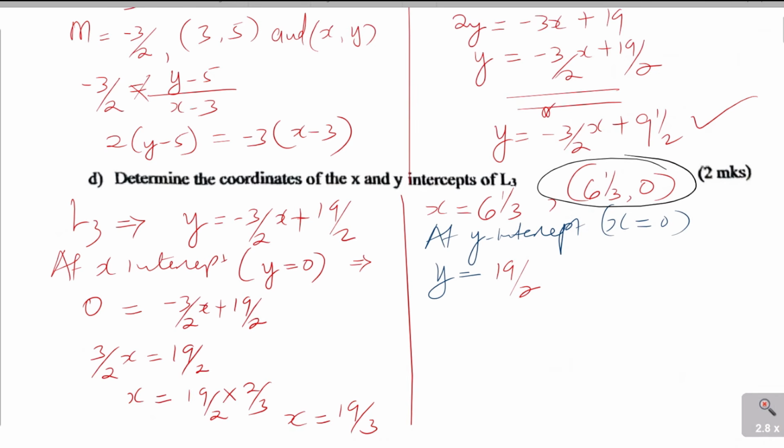So for the y-intercept, after we substitute x with 0, we get the y-intercept to be 19 over 2. Remember, the x-coordinate is 0, so the coordinate of the y-intercept will be x is 0, and then y will be 19 over 2, or (0, 19 over 2), which is the same as (0, 9.5). So that is how you're supposed to solve that question.